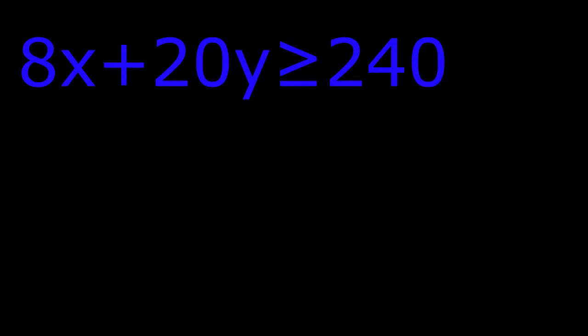Okay, so the inequality 8x plus 20y is greater than or equal to 240 shows that you must carry at least 240 students to the prom. The inequality x plus y is less than or equal to 18 shows that there are only 18 drivers available that night, so you have to have less than or equal to 18.